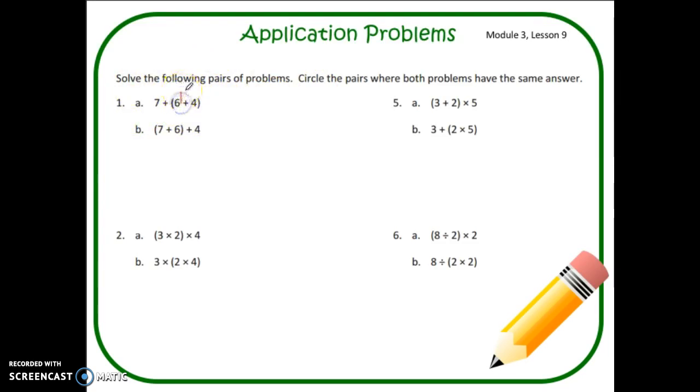Remember, we always do the parenthesis first. 6 plus 4 is 10. 7 plus 10 equals 17. Let's try the next one. 7 plus 6 is 13. 13 plus 4 equals 17. Well, those are both the same answers, so you circle the whole problem. Then you go to number 2, and again, you do the parenthesis first, get both of your answers, circle them if they're the same. Pause your video and press play when you're ready to check your work.